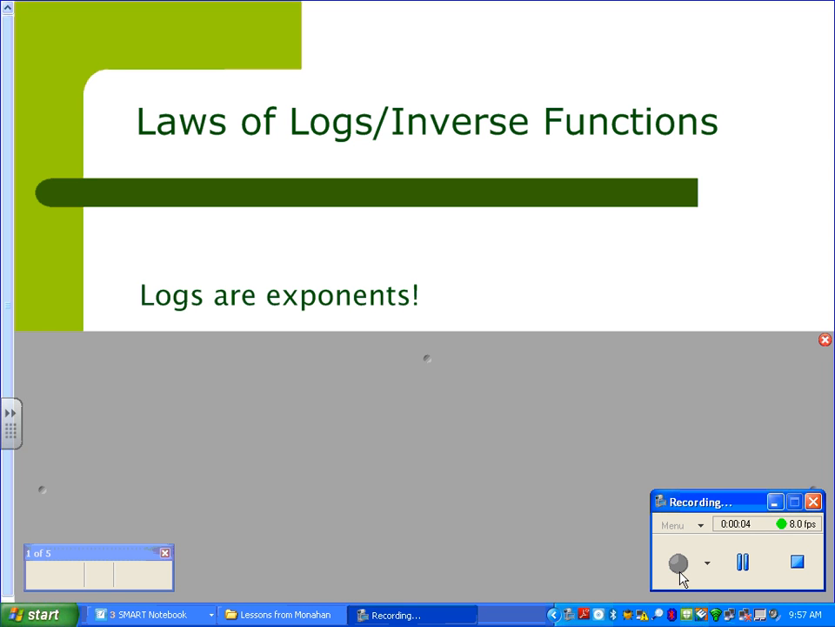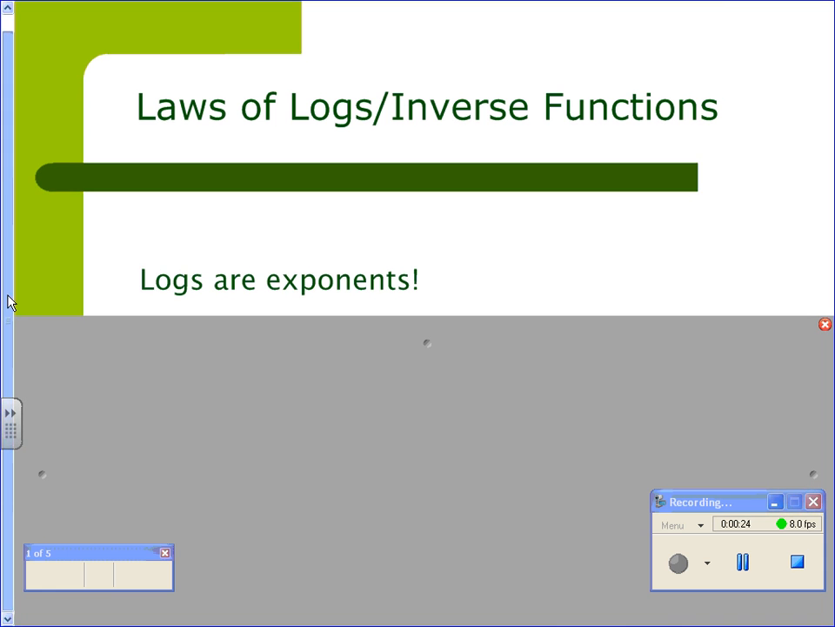Logs, and then we're going to look at inverse functions. This is as far away as I can get. Logs are actually exponents because we can write them as exponentials. Remember learning how to write logs in exponential form.